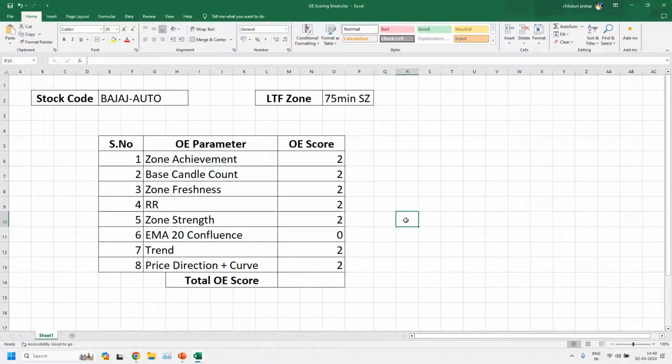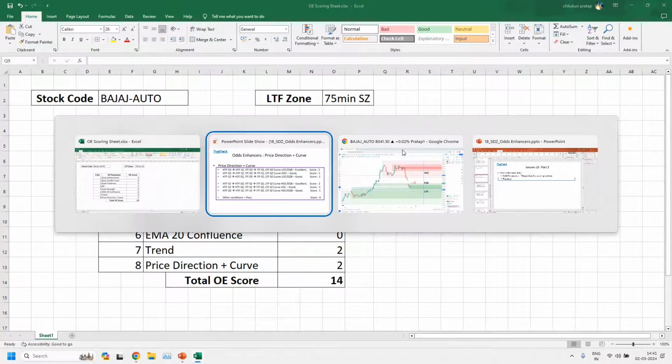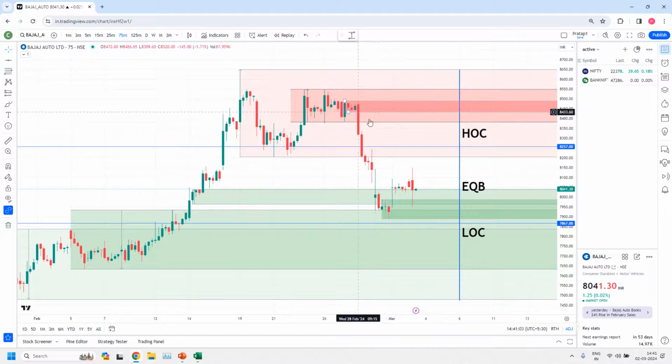So enter 2. So what is the total score? It is 14. See here in the sum, in the Excel sheet in this toolbar, the sum is 14. Just type 14 here, that's it. Let me put it in bold. So out of 15, we got 14. It is an amazing score. So definitely this could be a very good zone to plan our WIT trade, weekly income trade.